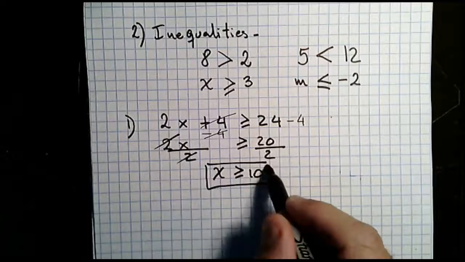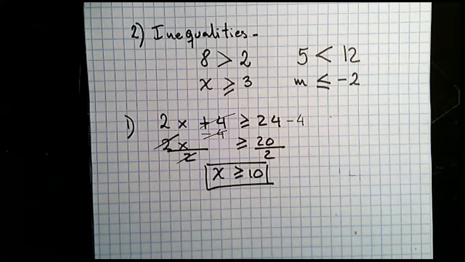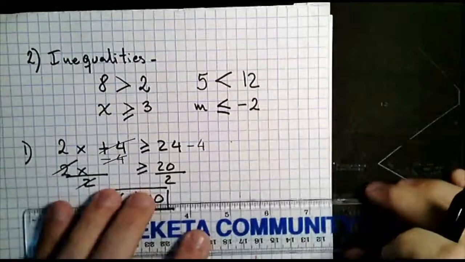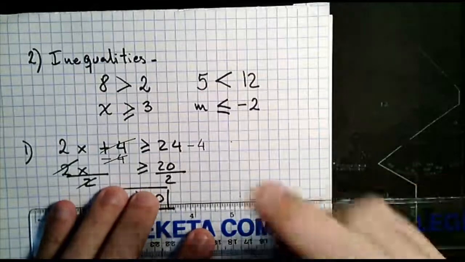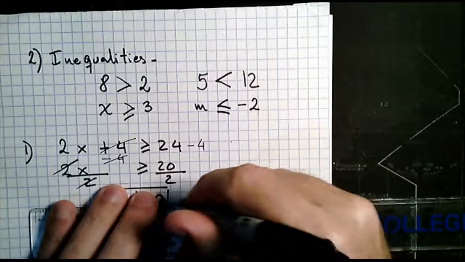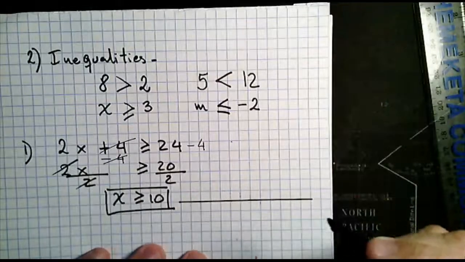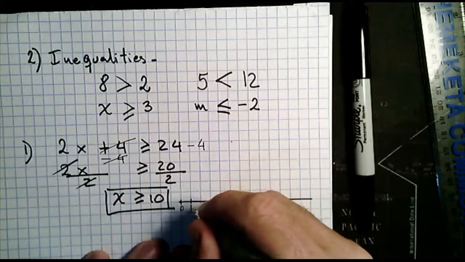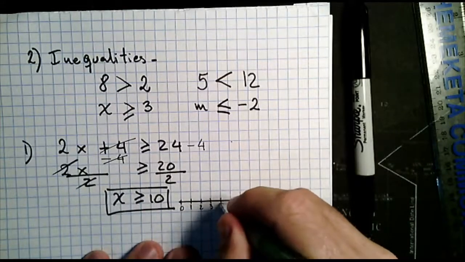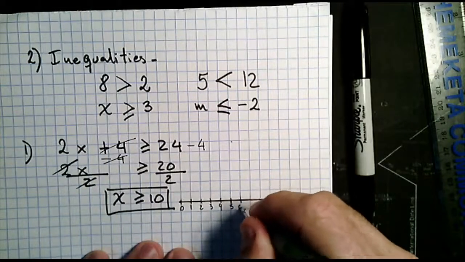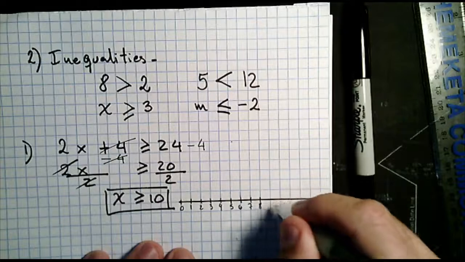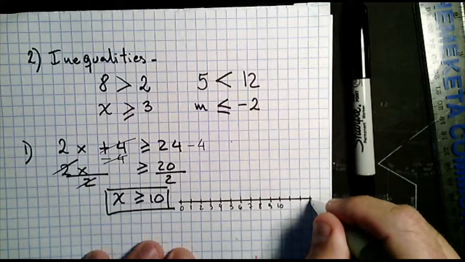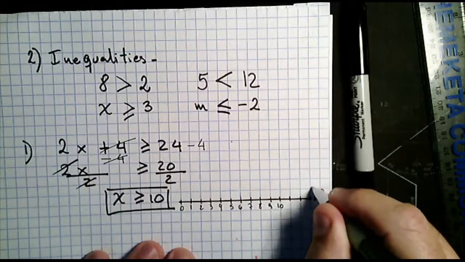So this expression here, x greater or equal than 10, if I write my numerical line here, let's say this is 0, right? So this is 0, 1, 2, 3, 4, 5, 6, 7, 8, 9, and 10. Then 11, 12, 13, and this is positive infinity.